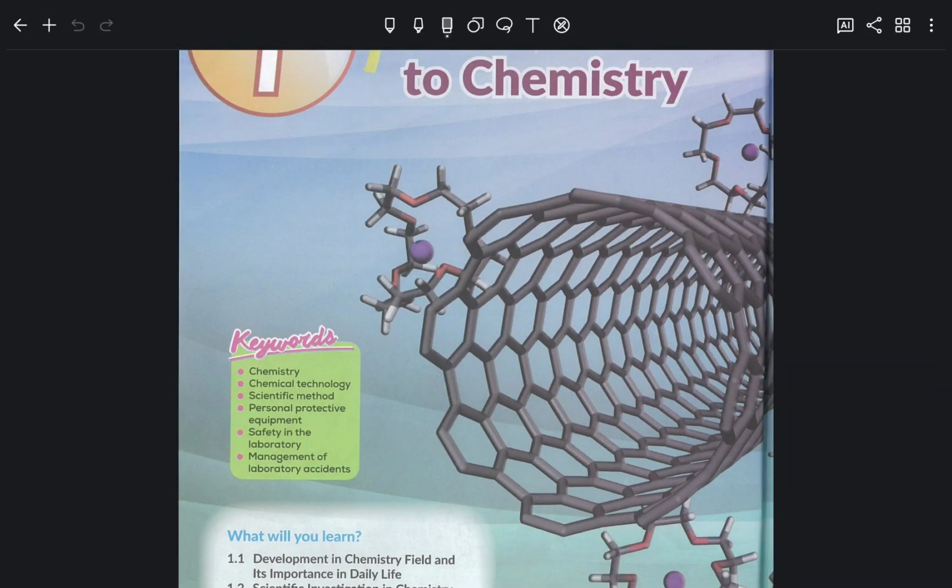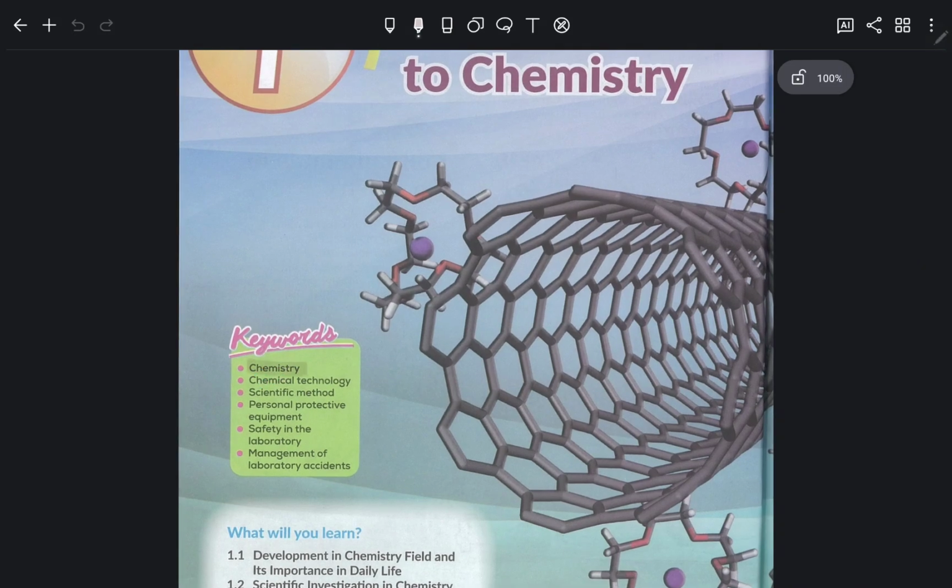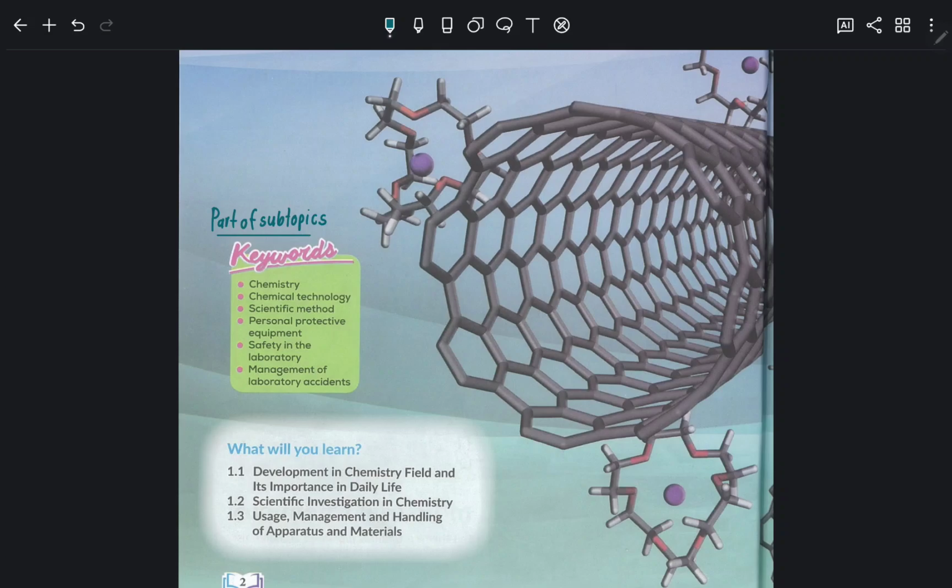Okay, introduction of chemistry. First thing, you can see there is such thing as chemistry, chemical technology, scientific methods, personal protective safety. Okay, everything that they gave as keywords here is part of subtopics, meaning that in 1.1 there are some keywords like chemistry and chemical technology that you'll be learning. Scientific method, you'll be learning in 1.2, and personal protective and so on, you'll be learning in 1.3.